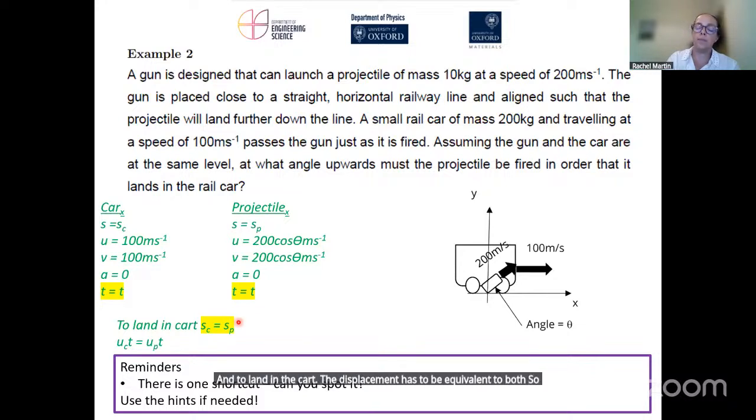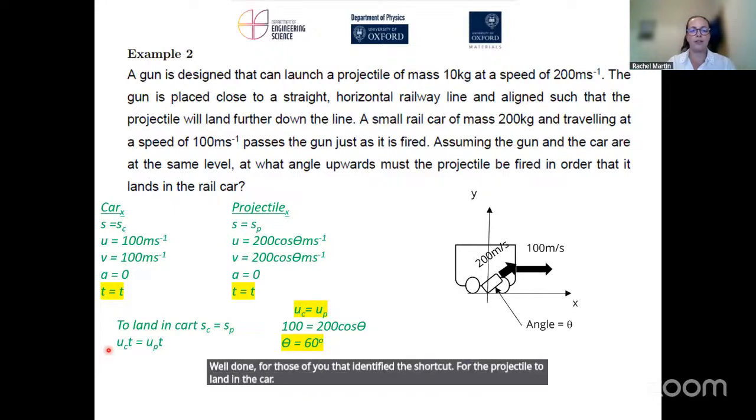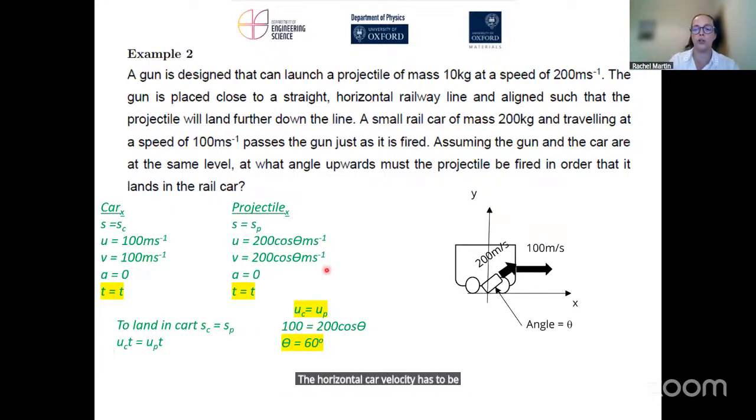So if we're using ut plus half at squared, well, there is no horizontal acceleration. So that means that ut for the car is equal to ut for the projectile. And working that through, we get theta is equal to 60 degrees. Well done for those of you that identified the shortcut. For the projectile to land in the car, the horizontal car velocity has to be equal to the horizontal projectile velocity. So these two velocities have to be equal anyway, which is what we have eventually proven mathematically.